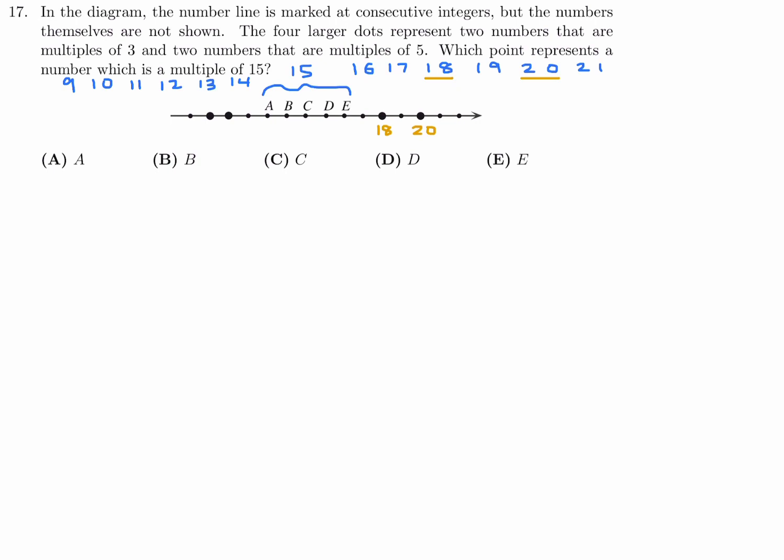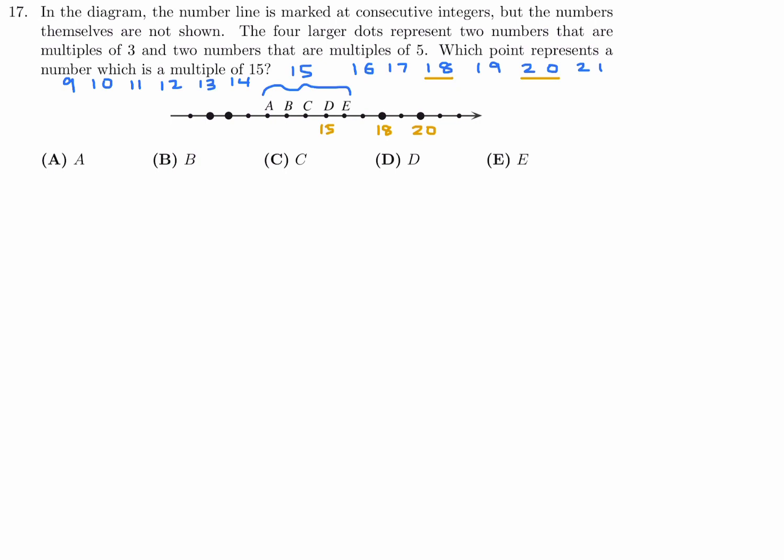So that would mean this is 17, this is 16, so the D is 15. Okay, but that's only half of the story. I've got to also make sure the other half works out. These two guys, one has to be divisible by 3 and one has to be divisible by 5.